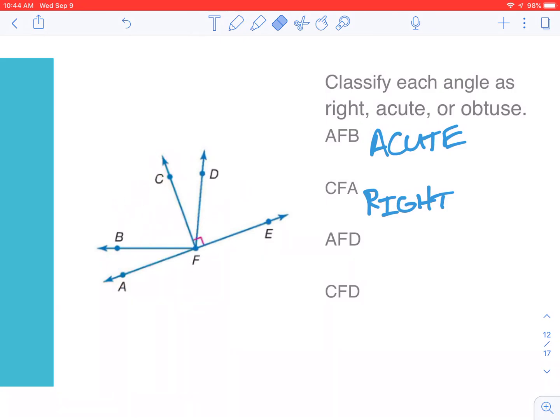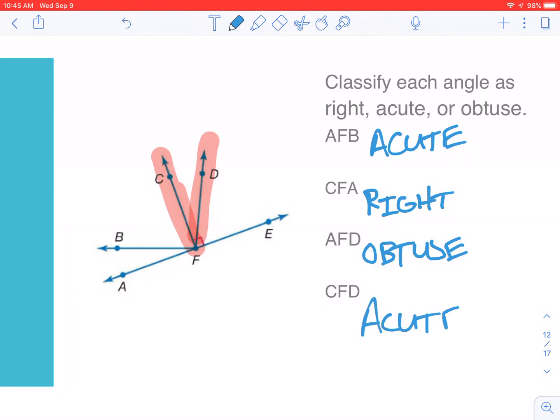All right, AFD. We're going to make sure we're really highlighting the correct angle. AFD is point C there, CF on that line is a 90, so this means it's greater than 90, which means it is obtuse. Last but not least, we have CFD. We can tell the mouth is closed. We're for sure it's not 90 or greater than 90, so that is acute.